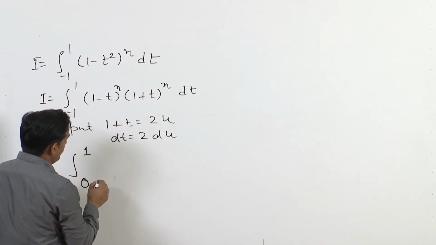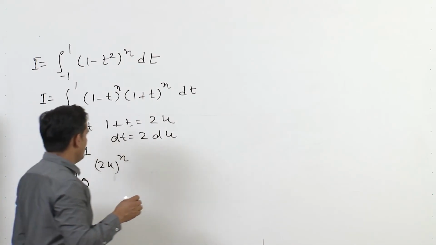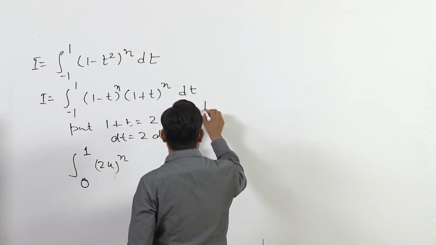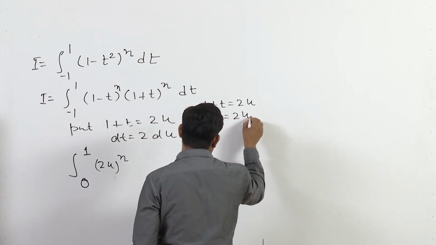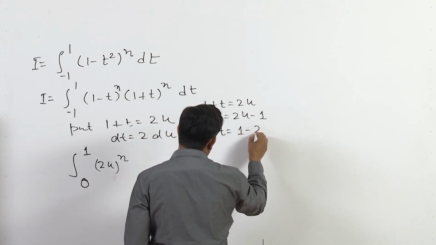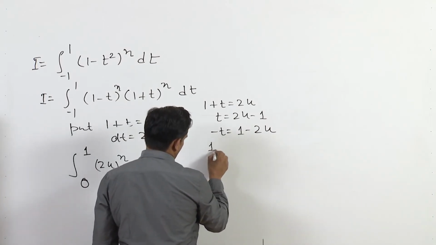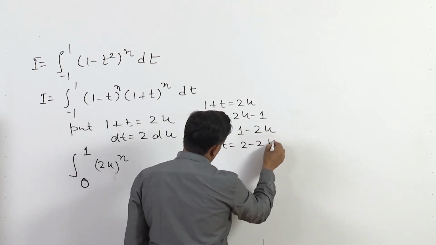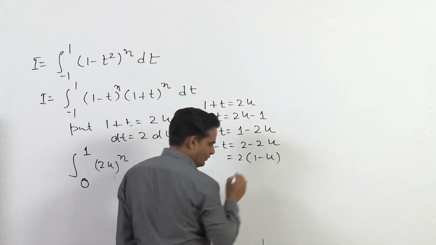1 plus t is 2u. So, (2u) raised to power n. Now, what will be 1 minus t? 1 plus t equals 2u, so t equals 2u minus 1. So, minus t equals 1 minus 2u, and then 1 minus t will become 2 minus 2u, that is 2 times (1 minus u).